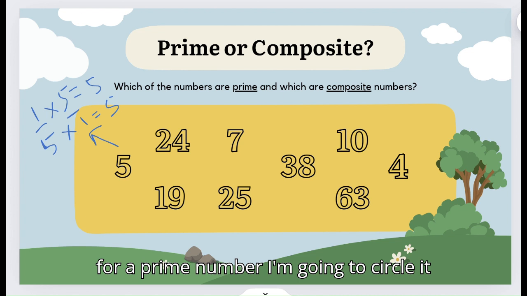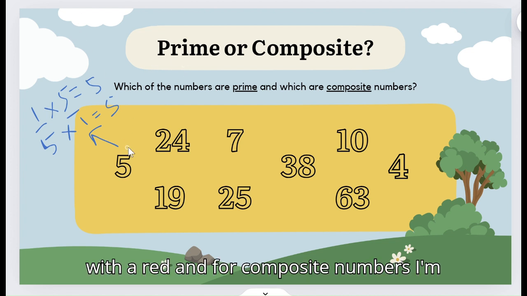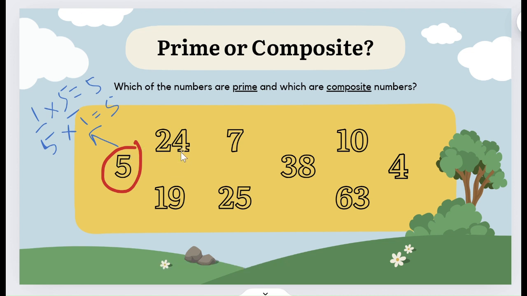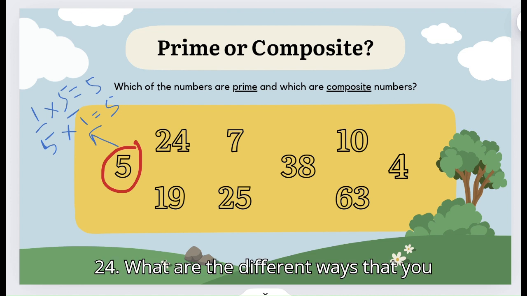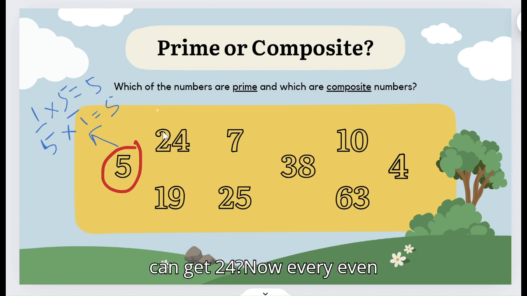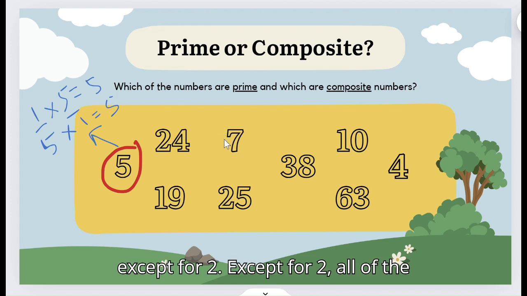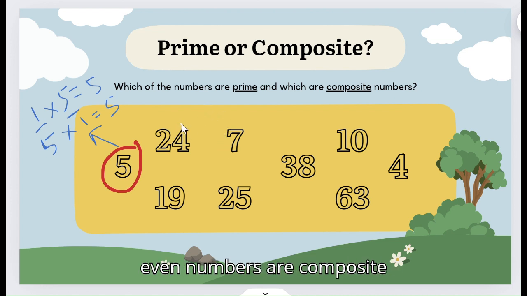So for prime numbers, I'm going to circle them with red, and for composite numbers, I'm going to circle them with blue. Let's look at 24. What are the different ways that you can get 24? Now, every even number is always a composite number, except for 2. Except for 2, all of the even numbers are composite numbers.